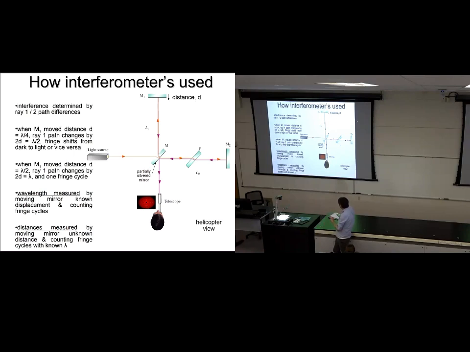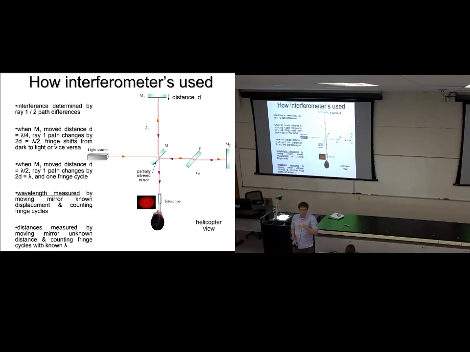So if you want to measure a wavelength, the way that you measure a wavelength is that you move a mirror a certain distance, and you count how many fringe shifts happened. You know, maybe there's 1,000 fringe shifts. Or you count how many fringe cycles happened. Maybe there were 500 fringe cycles. And from that information, the distance that you move the mirror and the number of fringe shifts that you observed, you can calculate the wavelength. So that's how you would calculate a wavelength with an interferometer.